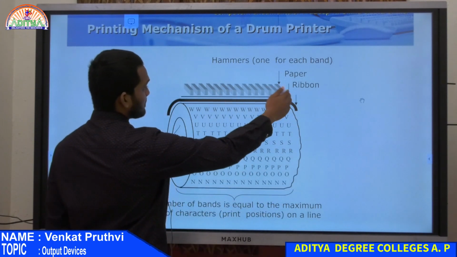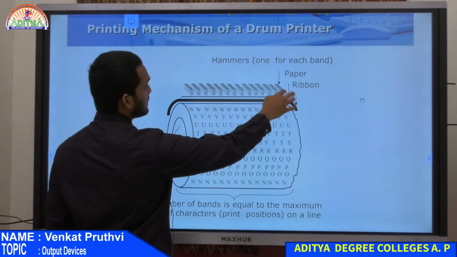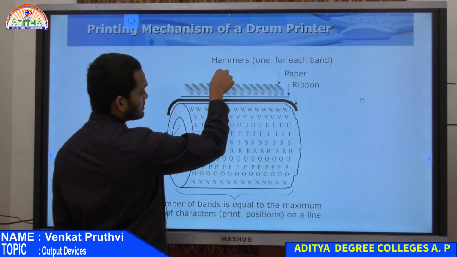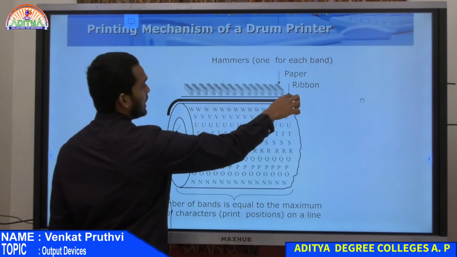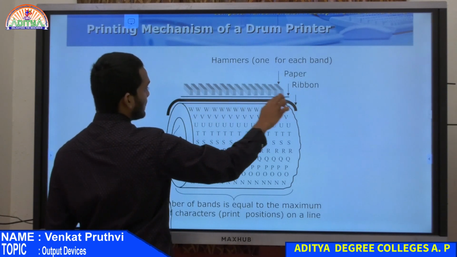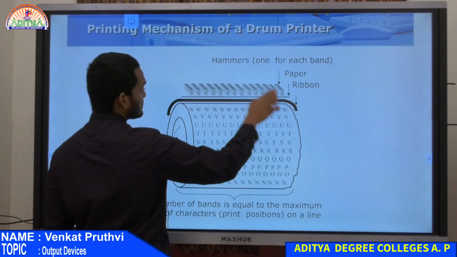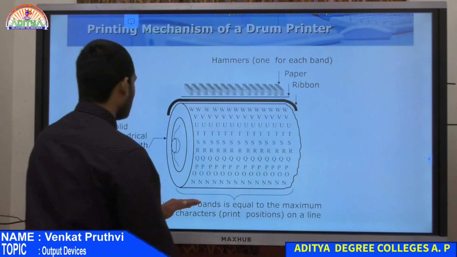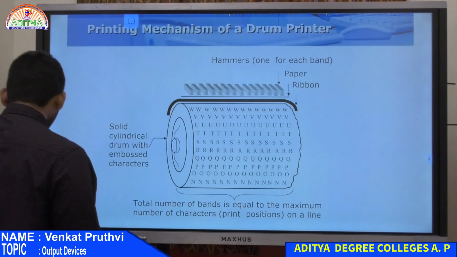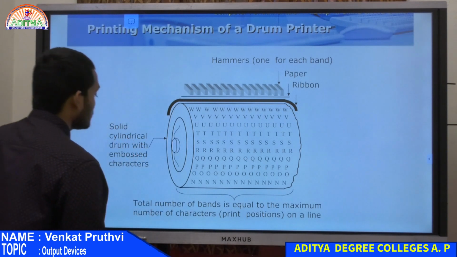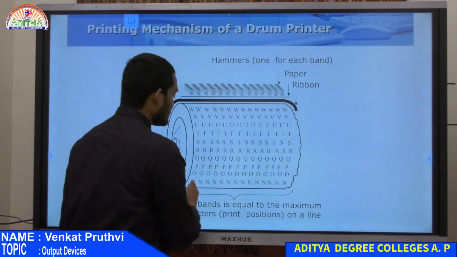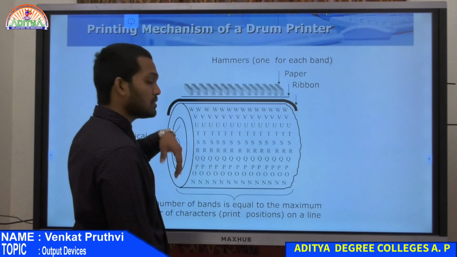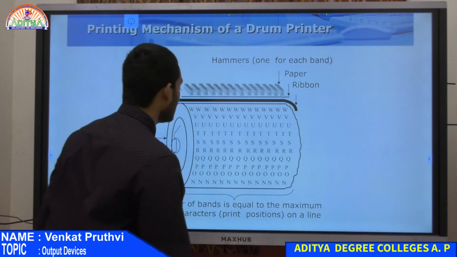This is the paper, this is the ribbon, and this is the hammer. These solid bars which you are able to see are the hammers, and this is the paper, the thin line over there, and the one underneath that is the ribbon. The total number of bands is equal to the maximum number of character print positions on a line. That is the maximum number of characters it can print on a line.